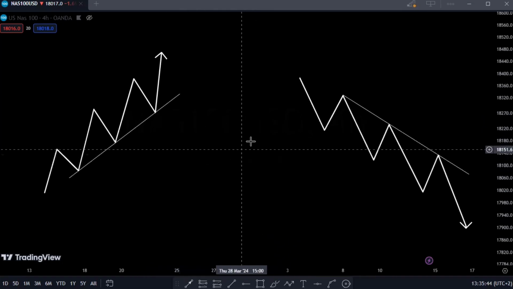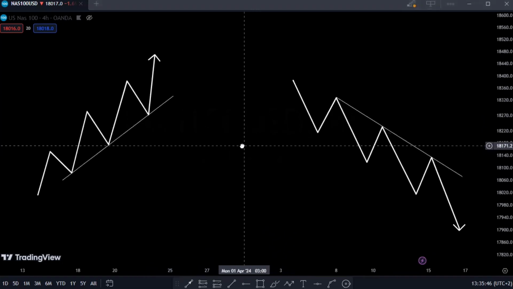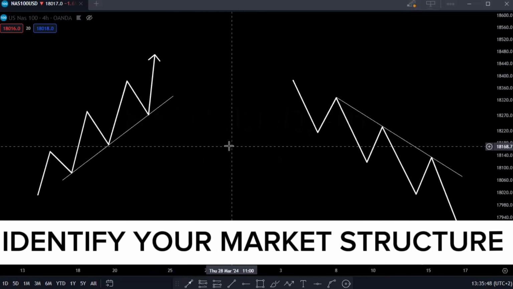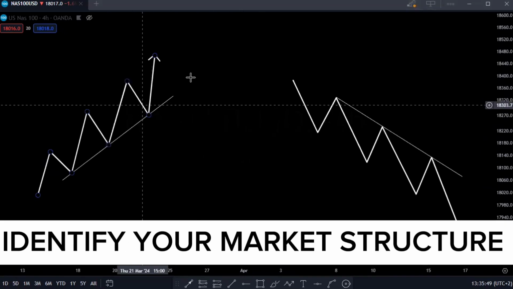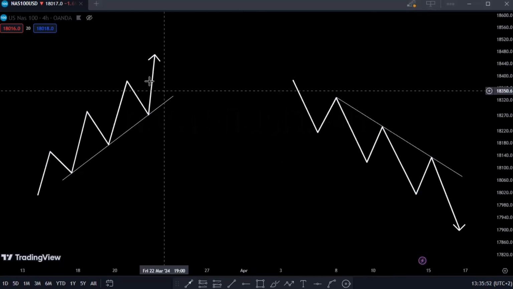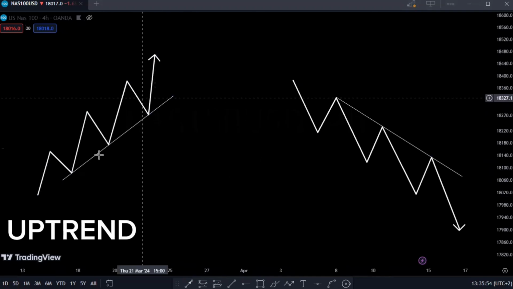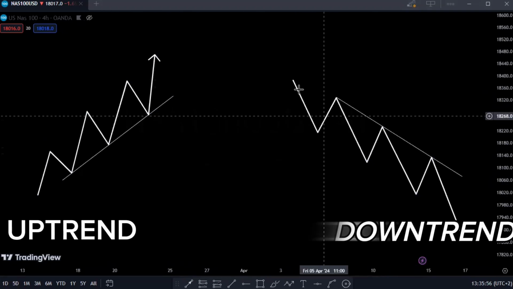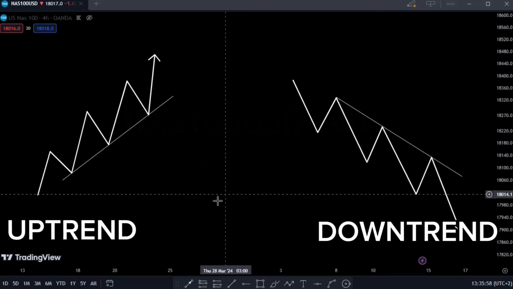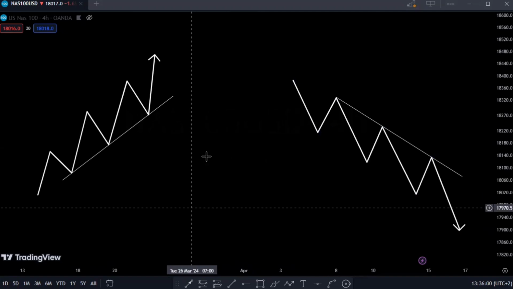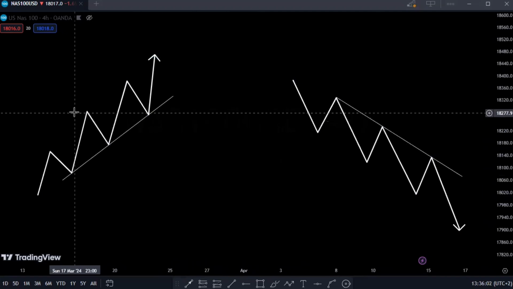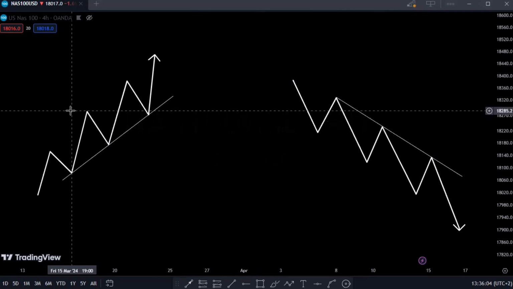So guys, you all know that the first thing you have to do when you look at the chart is identify your market structure. Now you can see here I have two types of market structure: my uptrend market structure on my left hand side, and my downtrend market structure on my right hand side. Now I just want to show you the theoretical part on how to identify your entry points, like when to buy and exactly when to sell.